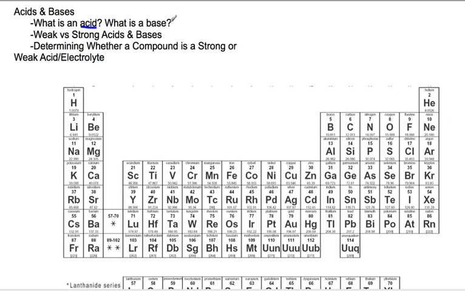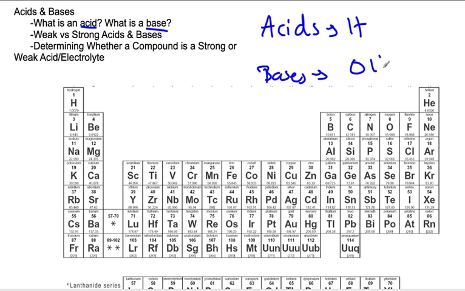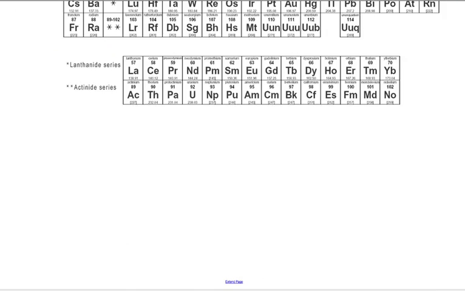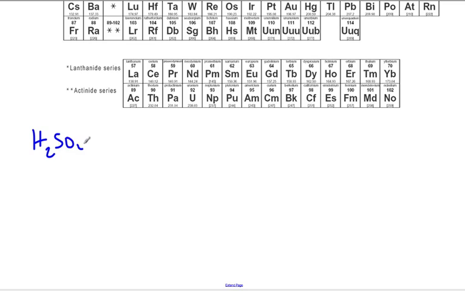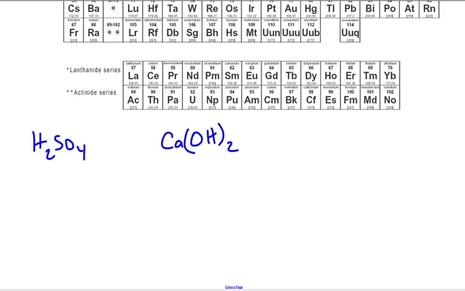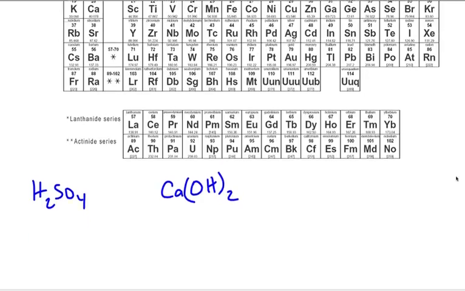Now, let's talk about acids and bases. Very simply put, acids have an H in front of them. Bases have an OH after them. Acids usually occur with nonmetals. Bases usually occur with metals. That's very simply put. So let me draw one. Is this an acid or a base? This is an acid. Is this an acid or a base? This is a base. Why? OH. That's basically all it is. I can't think of anything else.